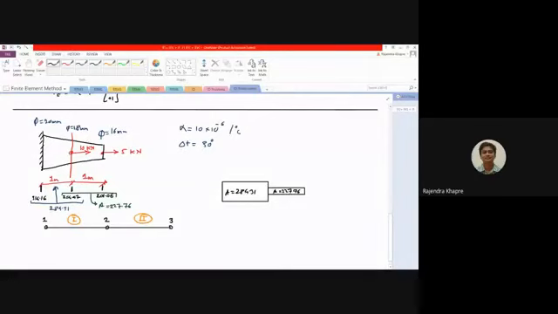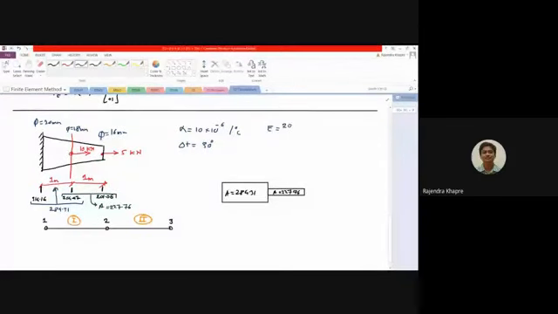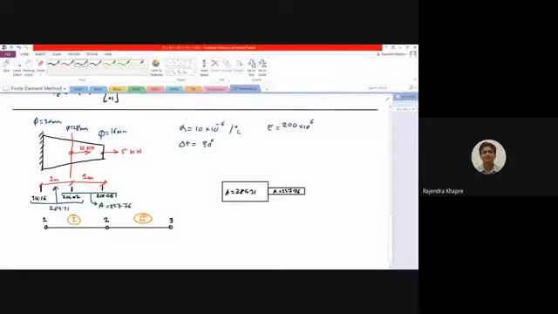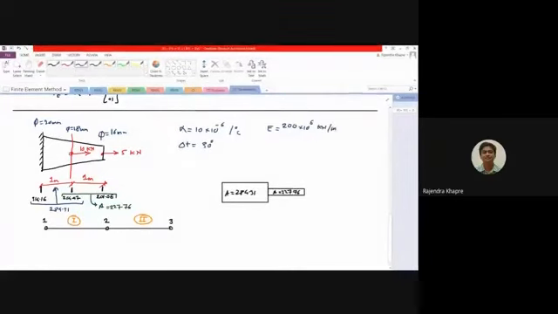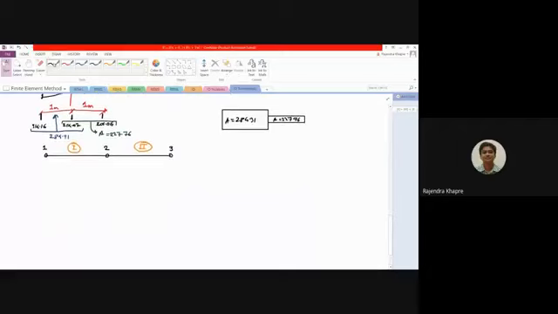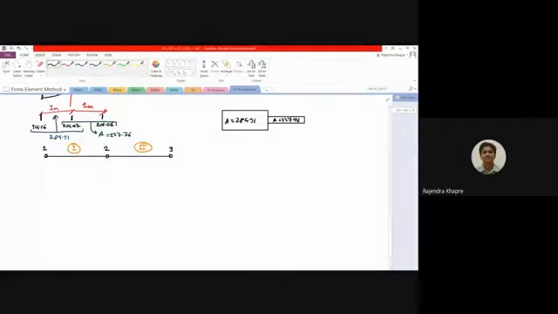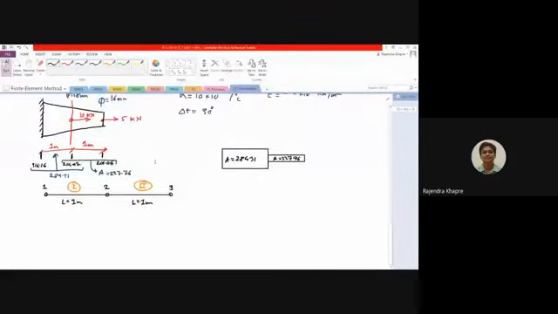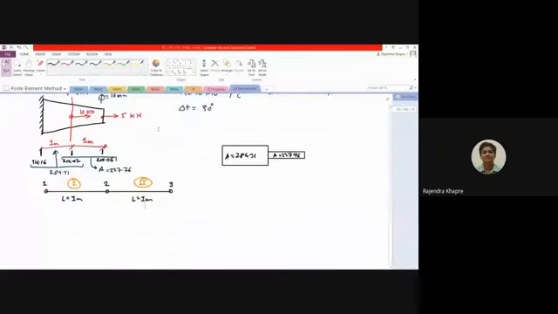Modulus of elasticity, I think I have missed this. It is also given to you, that is 200 into 10 to the power 6 kilonewtons per meter square. Now we have successfully done the discretization of the problem. Remember, the length of element 1 is 1 meter, and the length of the second element is also 1 meter, because it is mentioned in the problem as 1 meter each. So the discretization is now completely done.